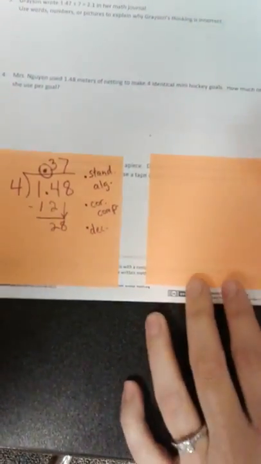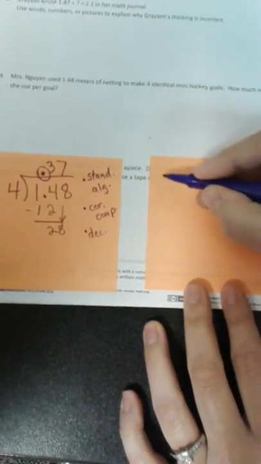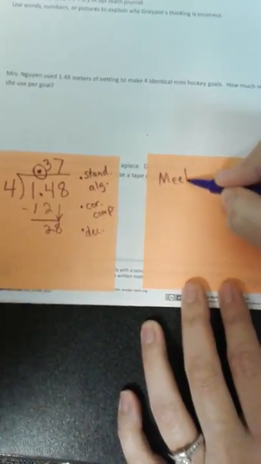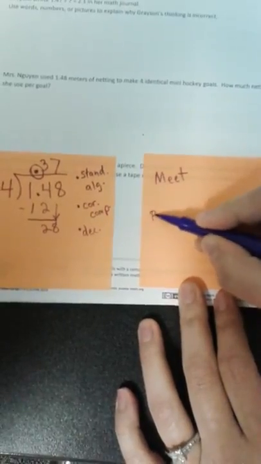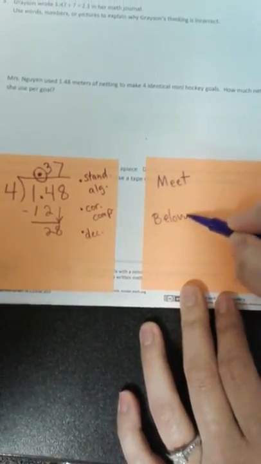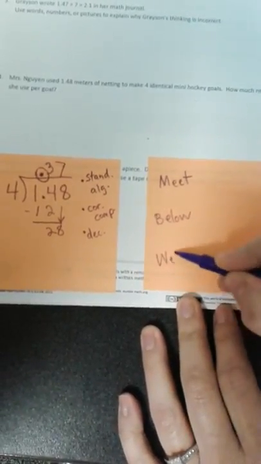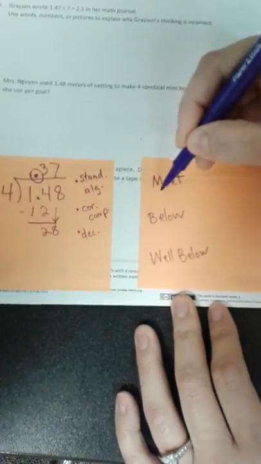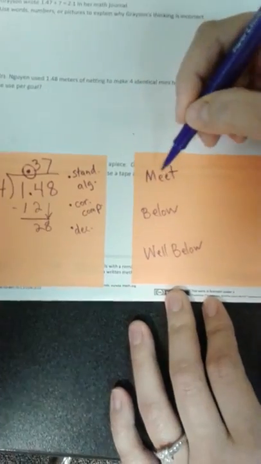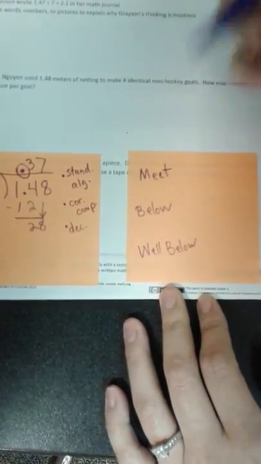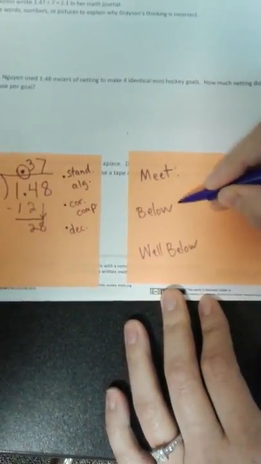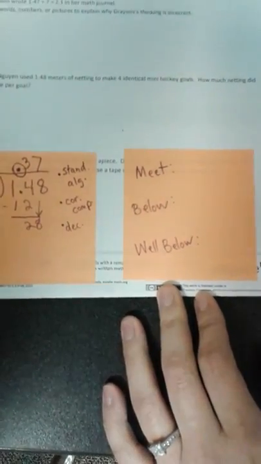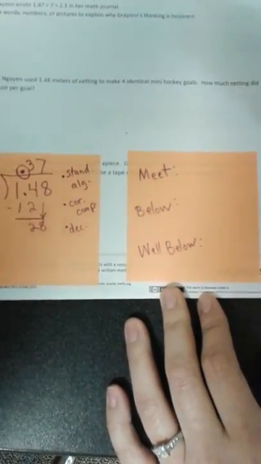So as I walk around, I'm going to code their papers. So if I see these things, here's what I'm going to do. I'm going to have 3 categories: meet, below, and well below. But I want to stay away from labeling with an M or a B, things that kids are used to. I wouldn't want to put a 1, 2, 3, 4. You know, you don't want them to know what the labels are. You don't want them to compare each other, their papers as they're working.